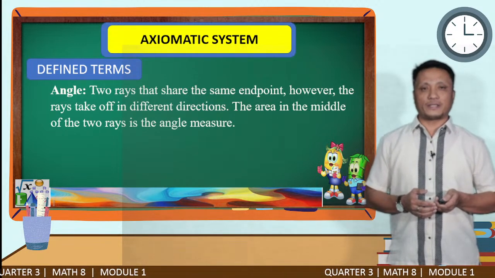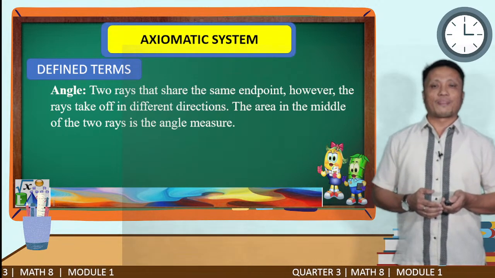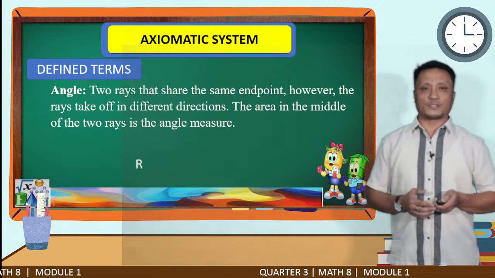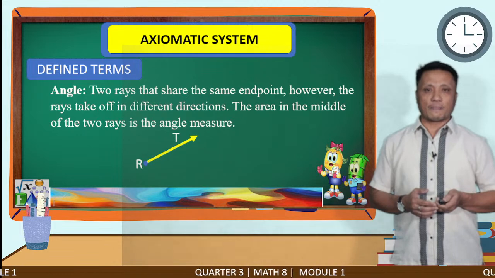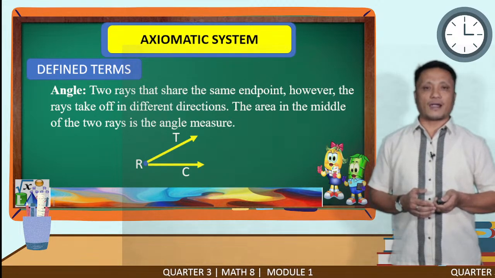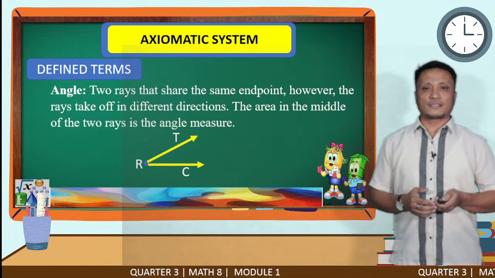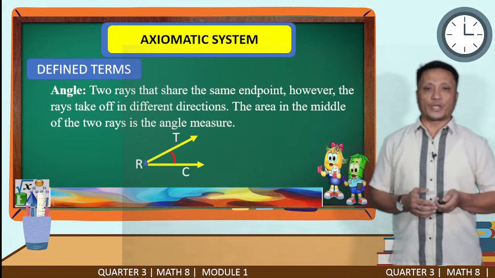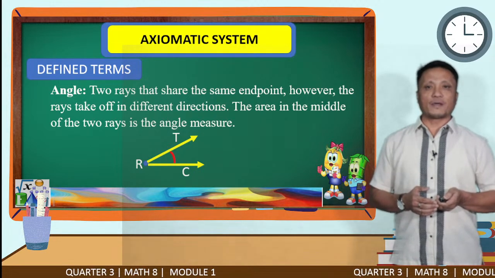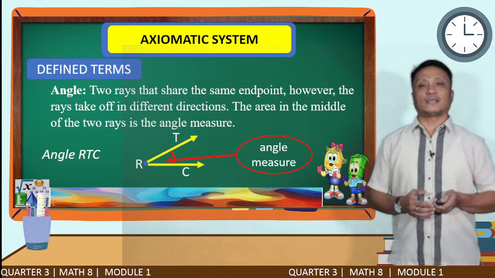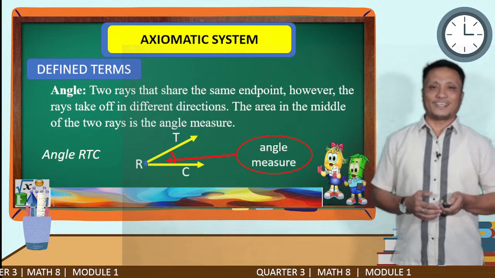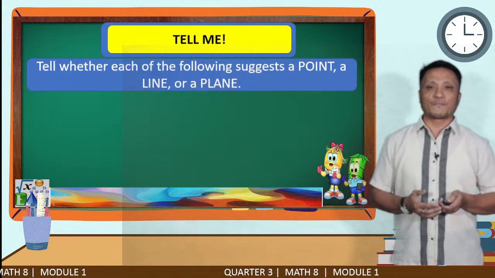Angle. Two rays that share the same endpoint, however, the rays take off in different directions, such as ray RT, the other ray is ray RC, which has a common endpoint, point R. The area in the middle of the two rays is the angle measure. The name of this angle is angle RTC. Are you still with me, class?